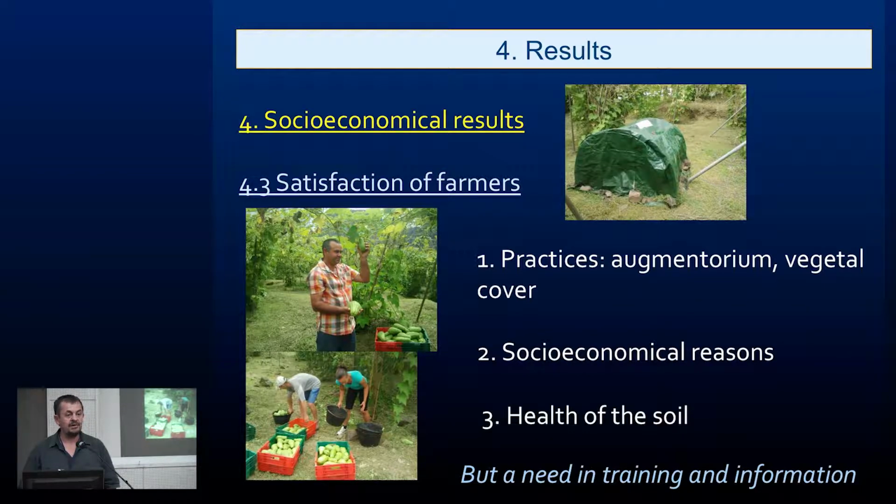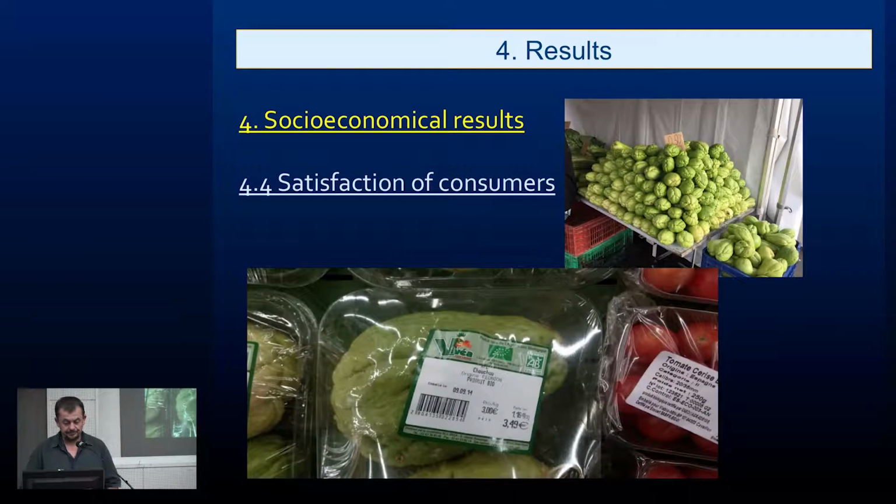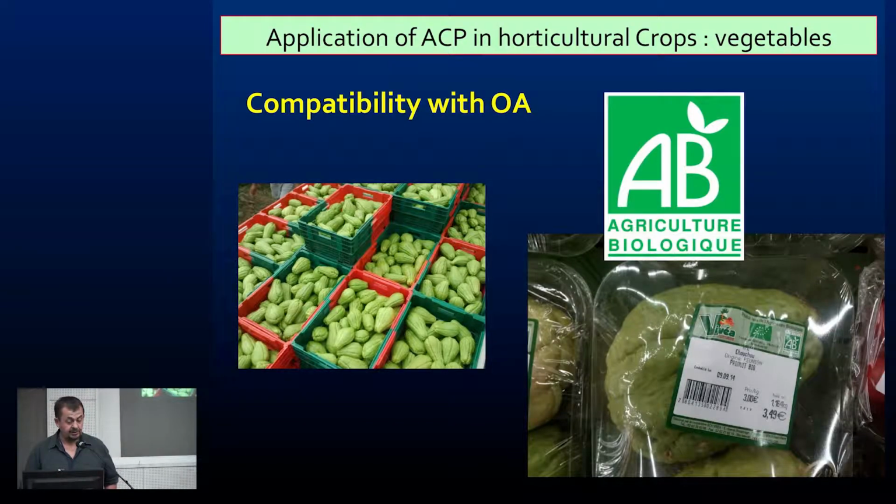But we notice also that farmers need to have a training program, to have discussion, to have exchange every time with other actors, between farmers, but also with actors such as trainers, extenders, scientists, and so on. Consumers are also satisfied, because they now can find safe products of Chayot. And it's also consistent with organic agriculture.